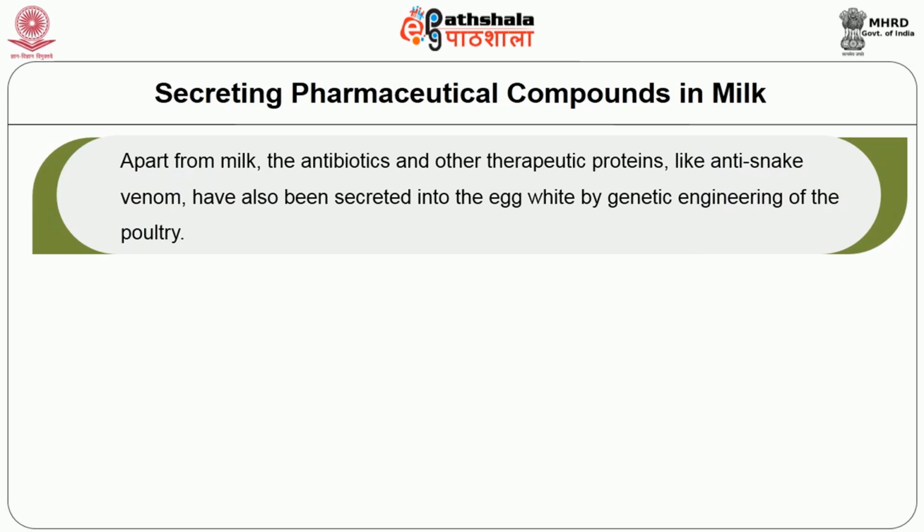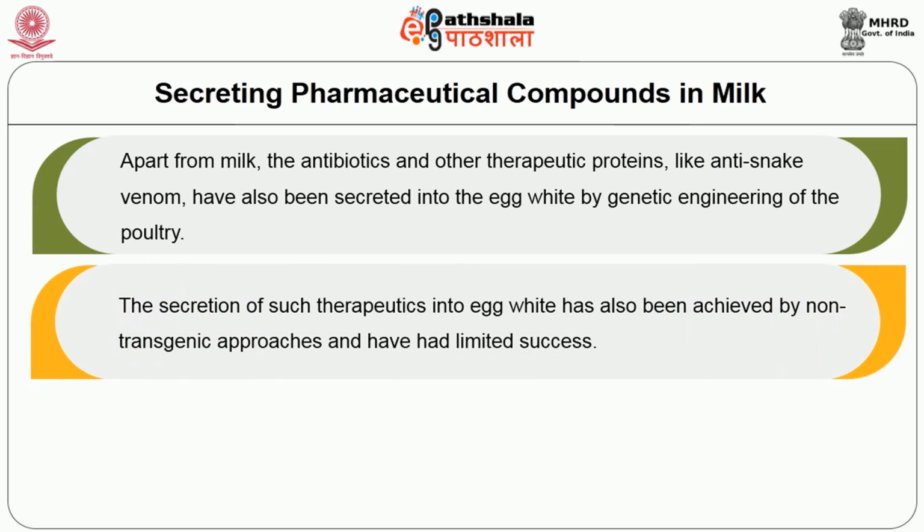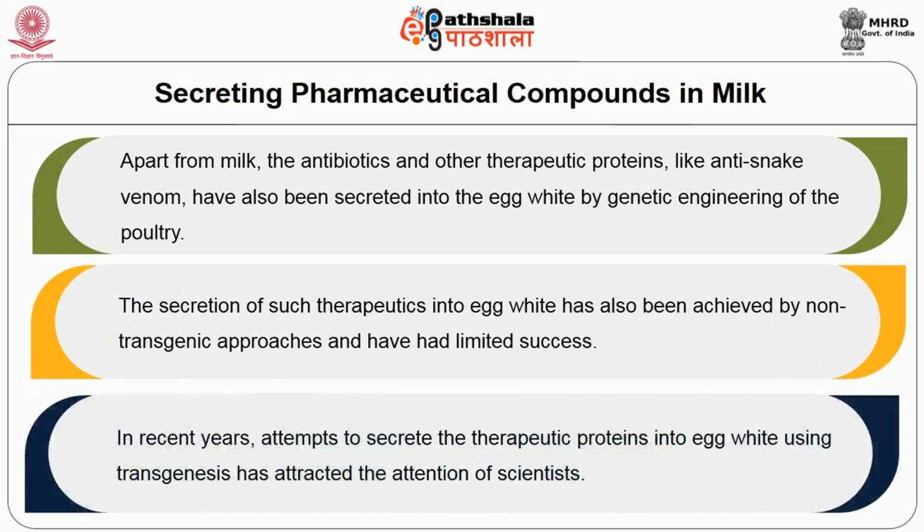Apart from milk, the antibiotics and other therapeutic proteins like anti-snake venom have also been secreted into the egg white by genetic engineering of the poultry. The secretion of such therapeutics into egg white has also been achieved by non-transgenic approaches and have had limited success. In recent years, attempts to secrete the therapeutic proteins into egg white using transgenesis has attracted the attention of scientists.